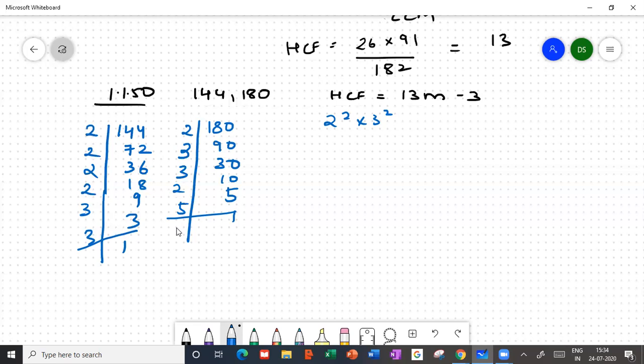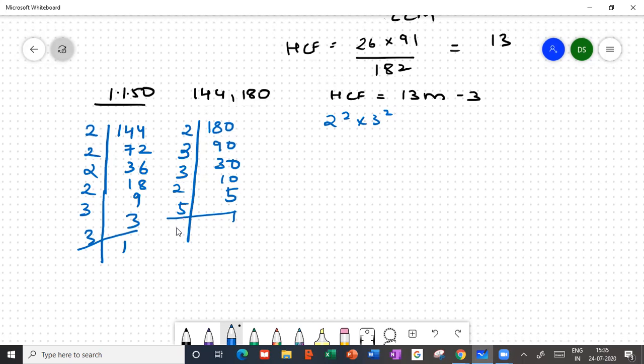Okay, but yeah, you can do it this way also. So 2 into 90 is 180, then 3 into 30 is 90. 3 tens are 30, so I got another 2 here, right? 2 fives are 10. I think the LCM is 720. Oh, but you just need to find the HCF here. Why are you finding the LCM? Oh, okay. My mistake.